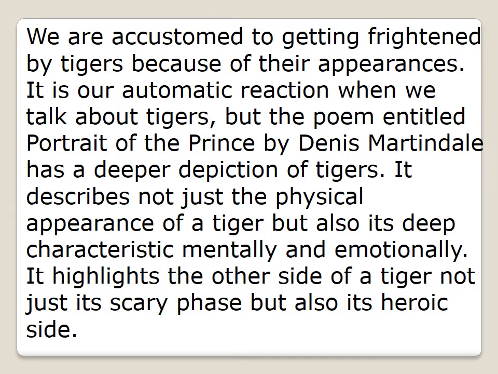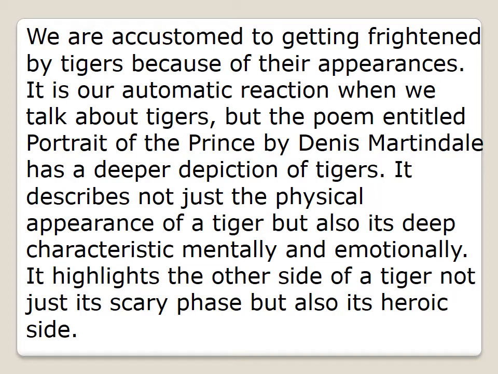But the poem entitled Portrait of the Prince by Dennis Martindale has a deeper depiction of tigers. It is not shown as something that is vicious, although it is shown as something very powerful, but not as something that one is very frightened of. In fact, it almost talks about it with respect. The poem is almost talking about the tiger with respect and awe and inspiration.